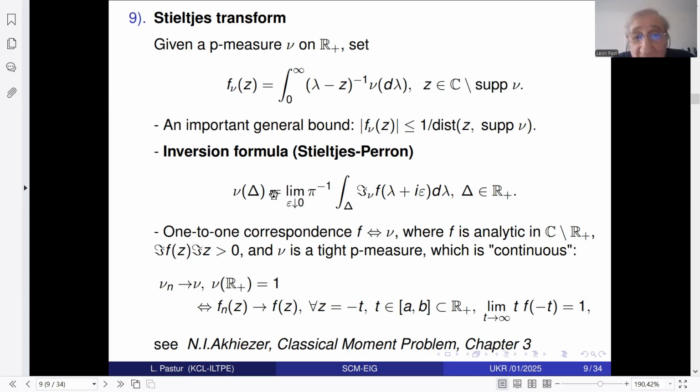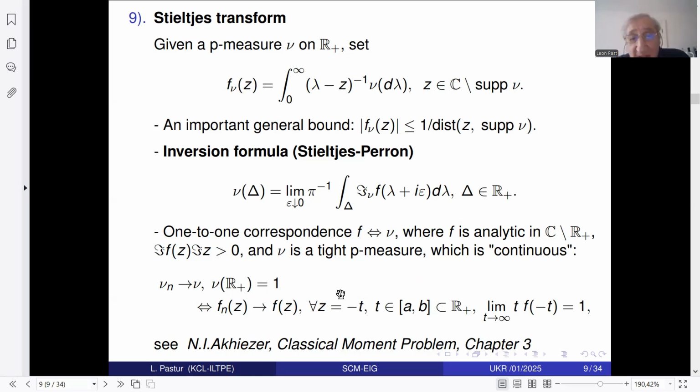And since we are going to use measures whose support is just the positive semi-axis, it suffices to study this: there is continuity if you just know that the Stieltjes transform of your sequence converges on any interval of R minus. Correct. T is positive, minus T is negative.